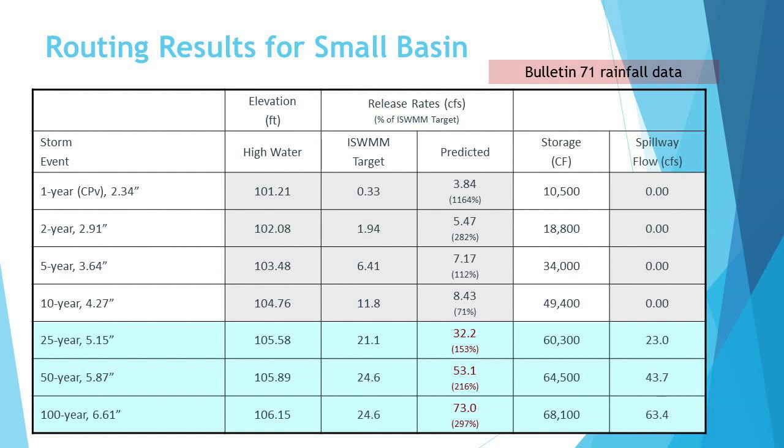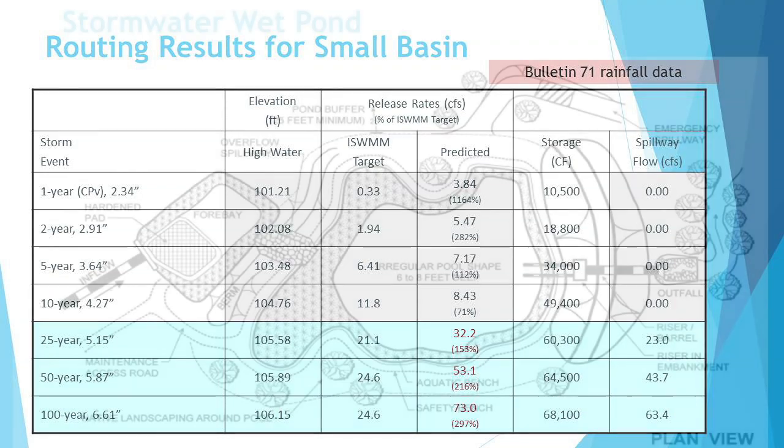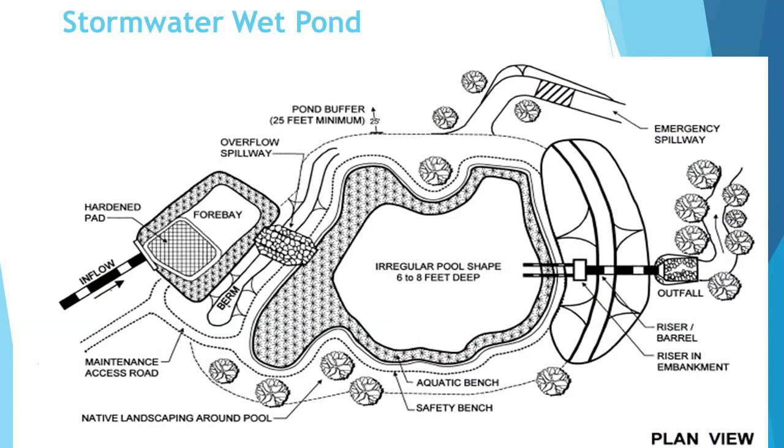And again, the ICEWM target for our small storm, we would say 0.33. Well, this predicted for the rational method basin would be about 4 CFS. So it'd be about 1,100% above what our channel protection volume target would be.